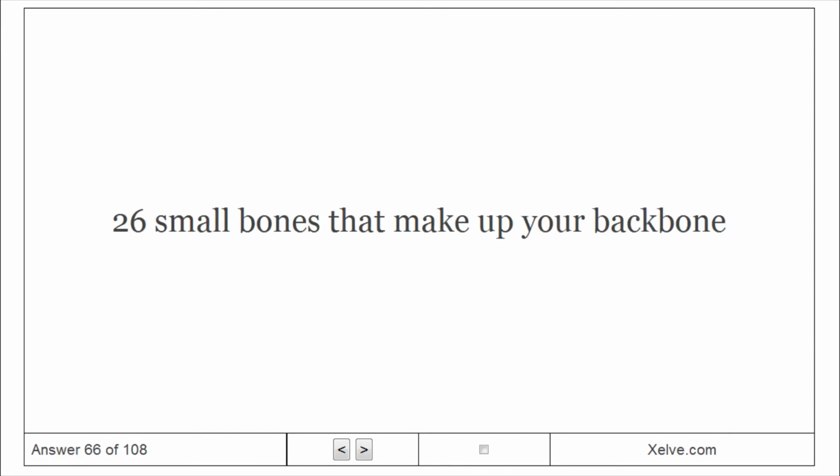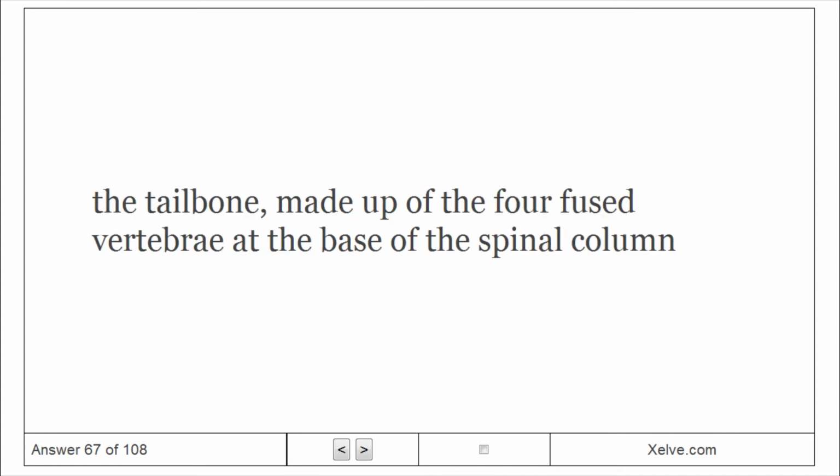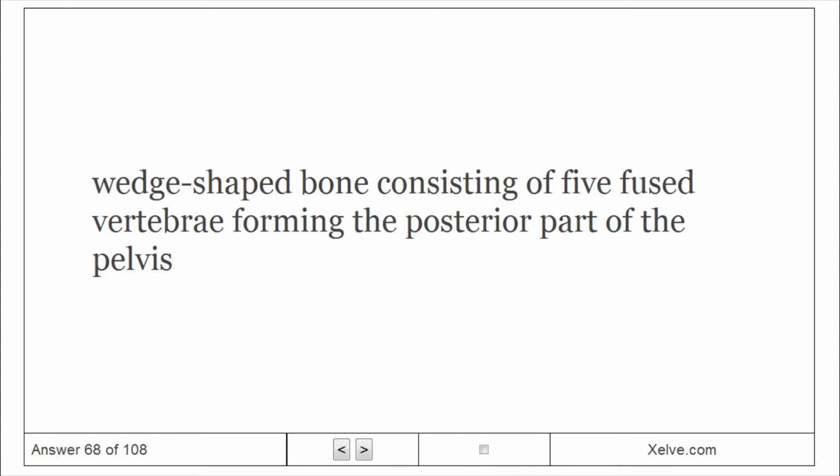Vertebrae. 26 small bones that make up your backbone. Coccyx. The tailbone, made up of the 4 fused vertebrae at the base of the spinal column. Sacrum. Wedge-shaped bone consisting of 5 fused vertebrae forming the posterior part of the pelvis.